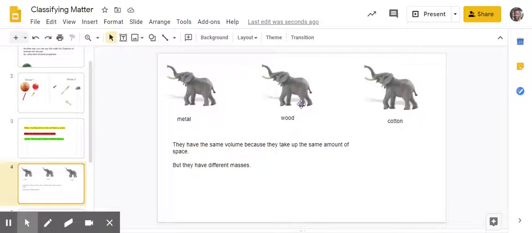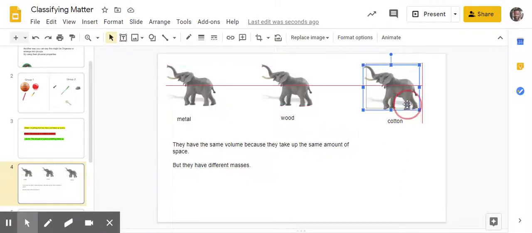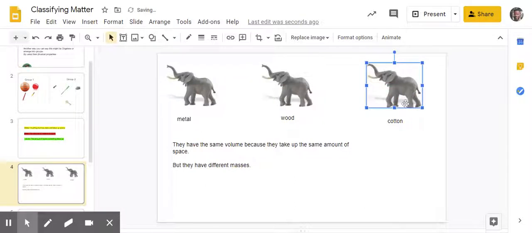Wood is going to be, particles are going to be packed tight too, but not as much as the metal. So this will be a little heavier than the cotton, but not as heavy as the metal. And we know cotton is really light, so this one we're going to be able to pick up and move anywhere we want to because it doesn't have as much mass. So they have the same volume because they take up the same amount of space, but they have different masses.